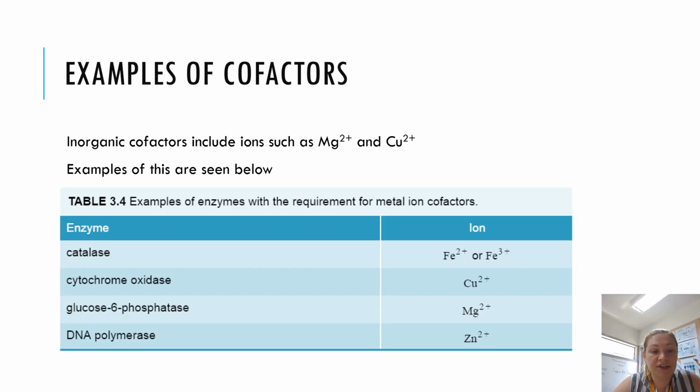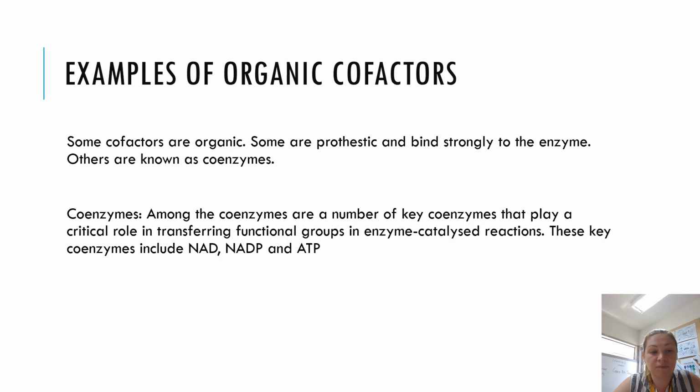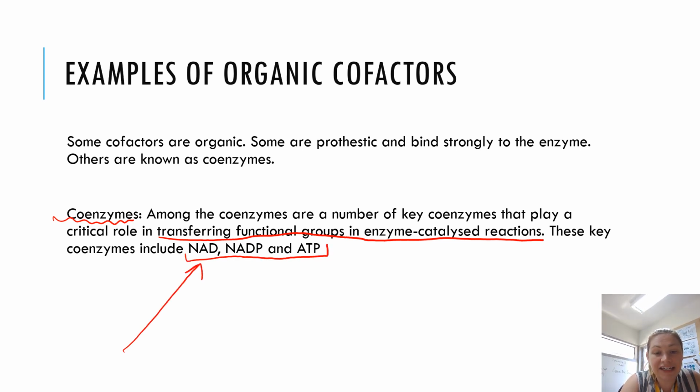These are some examples of some cofactors and what enzymes require them in order to function. Okay, this slide provides you with some examples, ones that I want to draw some attention to here are down in the coenzyme section. Coenzymes play a really critical role in transferring functional groups in enzyme catalyzed reactions. Some coenzymes that we're going to learn about down the track are NAD, NADP, and ATP. All of those molecules carry energy in some way. So we'll learn a little bit about them later on. What I need you to know today is that coenzymes are important organic molecules that transfer energy or functional groups.